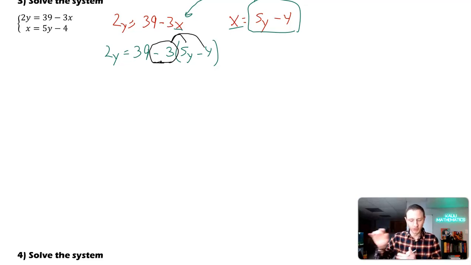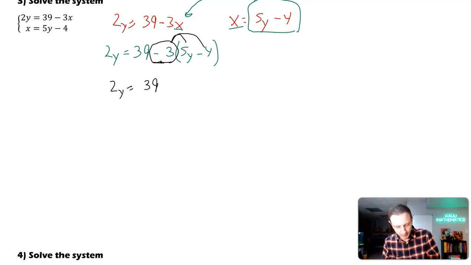It's so easy to just blow right by that and just distribute 3 without thinking about, wait, it's -3 times whatever that x value is. So you have to do -3 times 5, -3 times -4. So 2y equals 39 minus 15y plus 12.